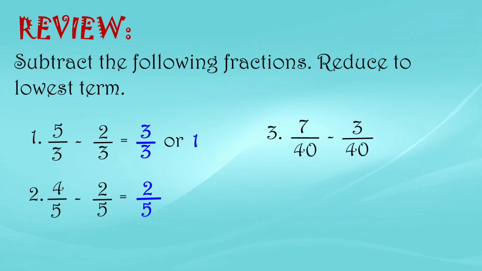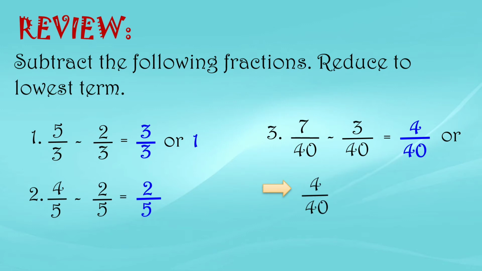Let's have number 3. 7 over 40 minus 3 over 40. Ang ating denominator ay 40. Medyo malaki-laki na. Mag-minus tayo ng numerator. 7 minus 3, we have 4. Then, copy the denominator, which is 40. So, over 40. Si 4 over 40, pwede pa natin siyang i-lowest term.